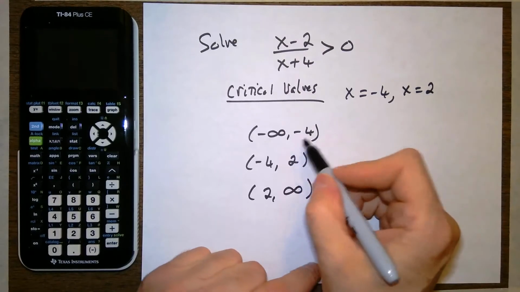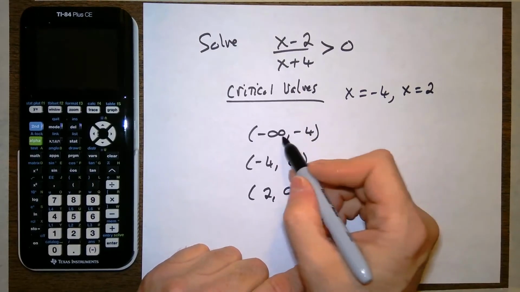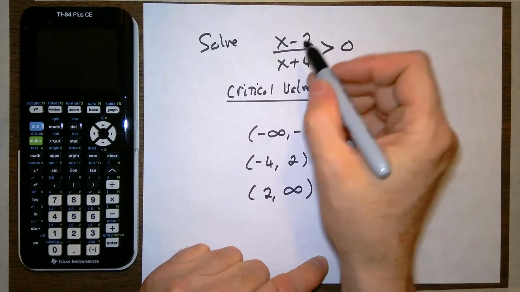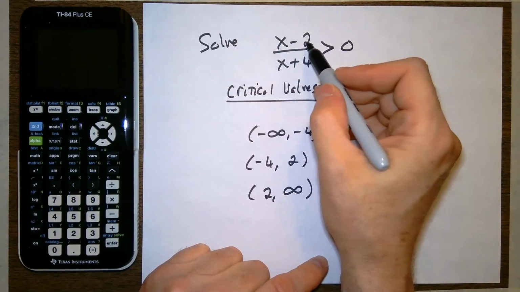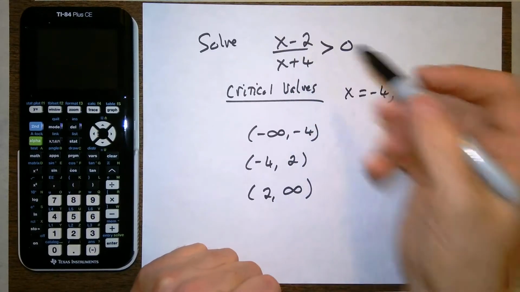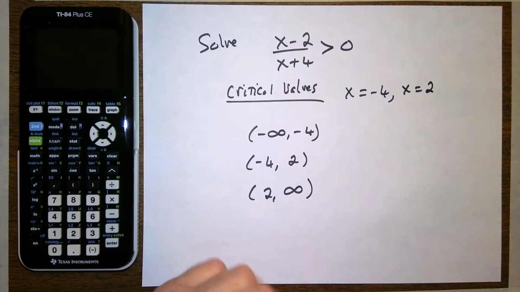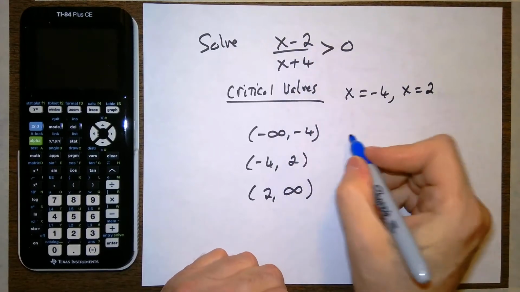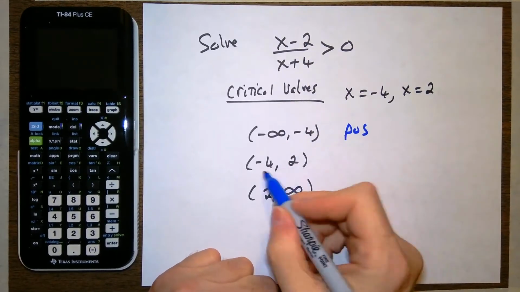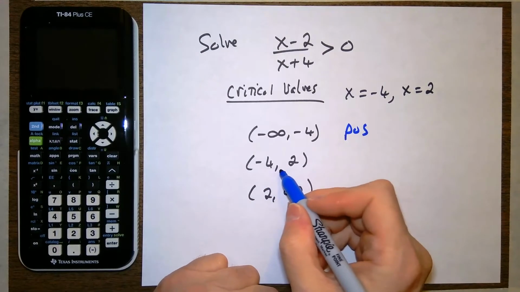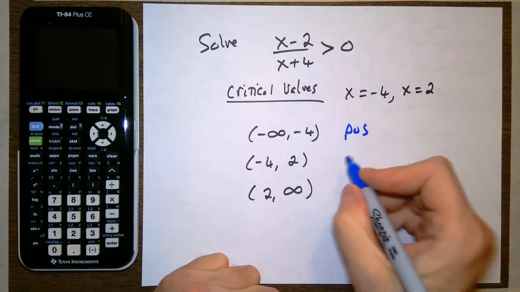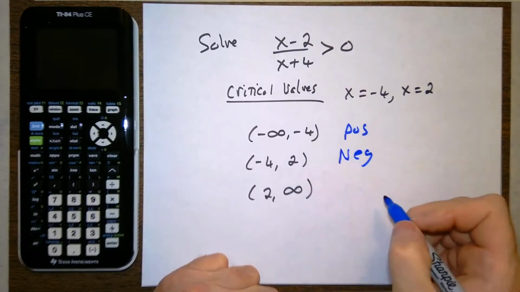As I pick a test value in this interval, for example, negative 5, and if I plug negative 5 in here, negative 5 minus 2 is a negative number. Negative 5 plus 4 is a negative. Negative over a negative is going to be positive in this interval. This expression will be positive in that interval. If I pick a value here, a convenient value would be 0, and I get negative 2 over 4, which is a negative over a positive. It's going to be negative in that interval.